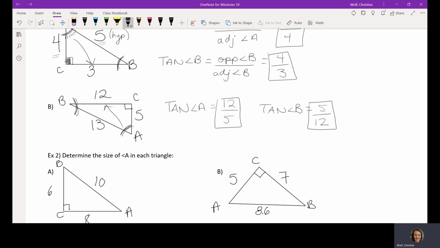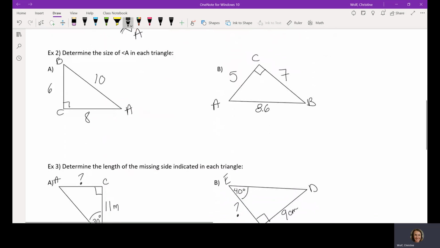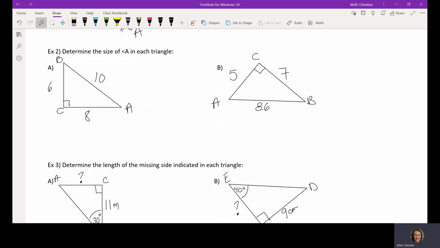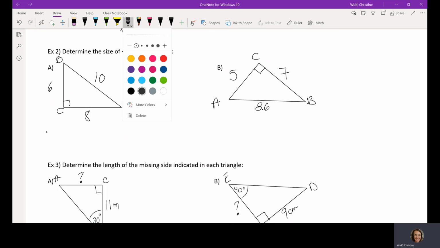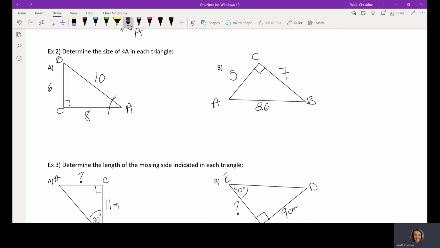Now we're going to get into actually using our calculators to find the size of the angle. Okay, so determine the size of angle A in each triangle. We're only looking for the size of that angle right there. So I know I have to set up my tangent ratio. So tan of angle A, I know it's opposite over adjacent. The side opposite of A here is 6, and the adjacent side, out of the 8 and the 10, would be the 8, because the 10 is the hypotenuse. I don't want that one today, okay?